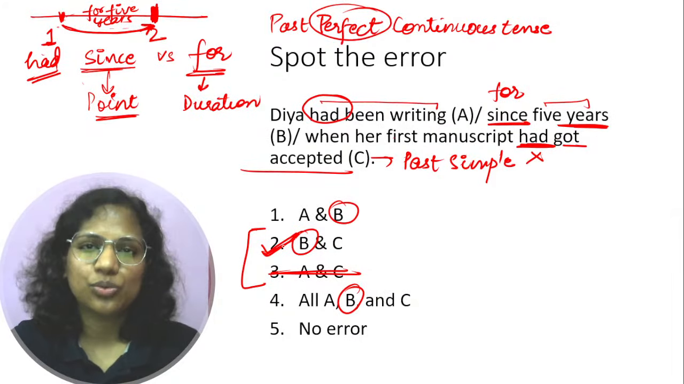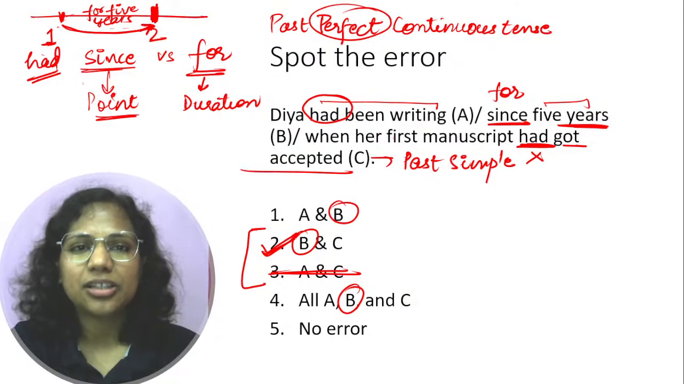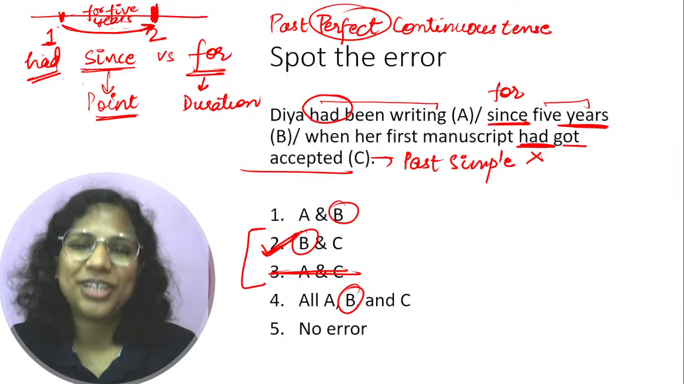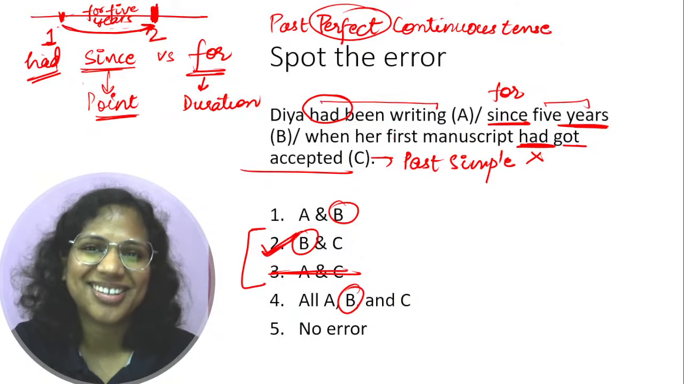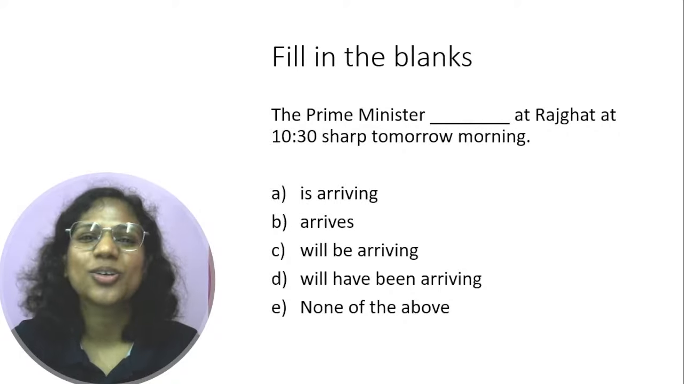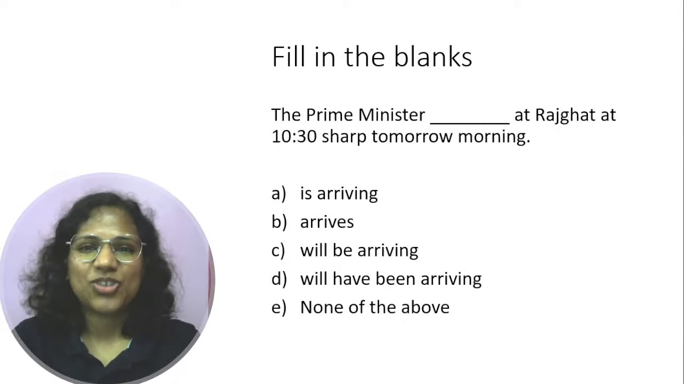So remember these rules about the perfect continuous tense, and I'm showing these rules to you through application, because ultimately the examiner is not going to tell you, see, perfect continuous का error है. Examiner will just give you a sentence. You'll have to figure out the error on your own. Okay, let's see this question now. Fill in the blanks.